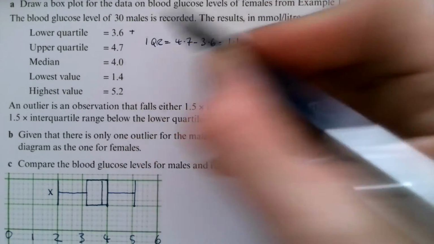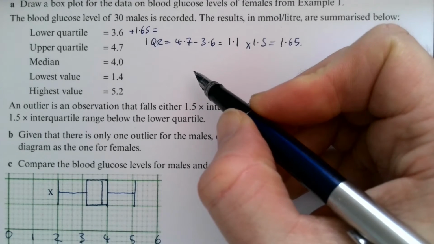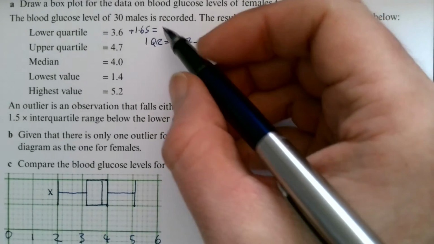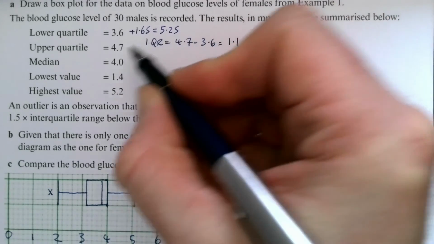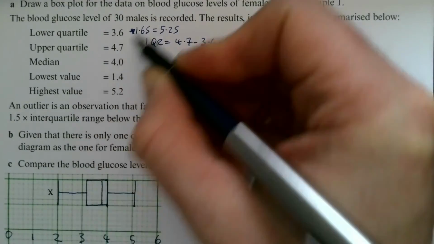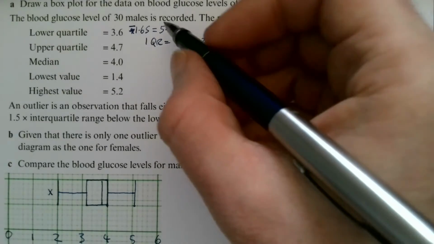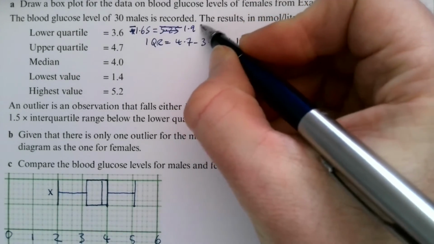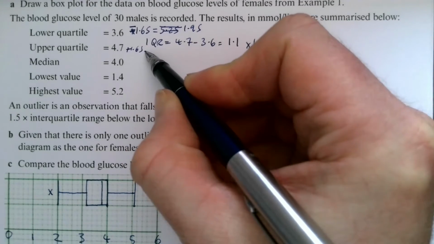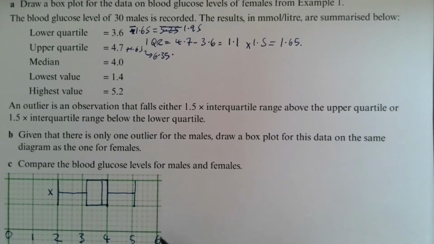And we need to know how far that is above the upper quartile and below the lower quartile. So plus 1.65 in there would get us to 5.25. And if I do the same thing, oh no, not add, is it? It's going to be below. Sorry, take that would be 1.95. Whereas if I added 1.65 to there, that would give us 6.35, which is way off the scale.